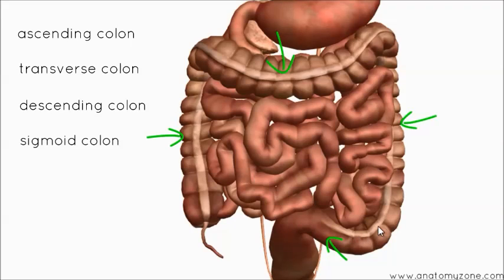So the sigmoid colon gets its name because it's kind of S-shaped. The Greek symbol sigma is the letter S, so it's kind of S-shaped, so that's the sigmoid colon.